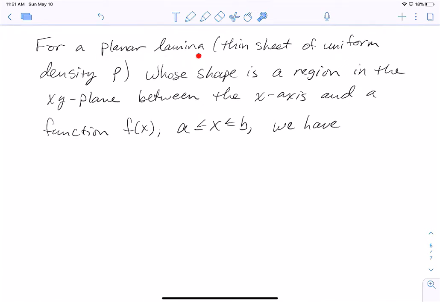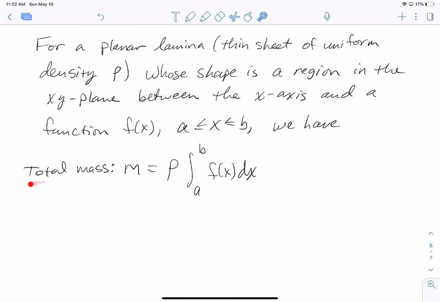A planar lamina can be thought of as a thin sheet of uniform density, and we're going to identify that density as rho. If we have such a planar lamina whose shape is a region in the xy plane between the x-axis and a function f of x, as x goes from a to b, then the mass of the lamina is equal to rho, the density, times the area, the integral from a to b of f of x dx.